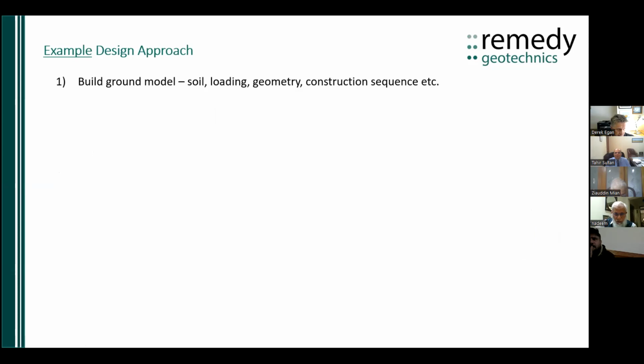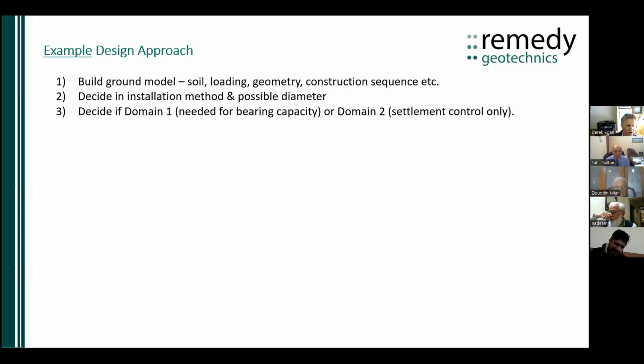Well, an example design approach is obviously you start with building a ground model, and then you need your loading conditions, and you need to know the geometry of the problem. What's the ground level now? What will it be? And what the construction sequence will be. Then you'll probably decide on your installation method, and you'll probably begin to have an idea of the sort of diameter of the column, because you'll know what tooling you've got.